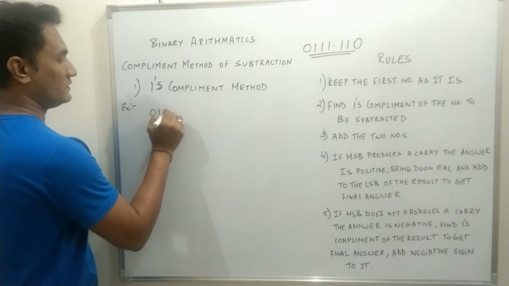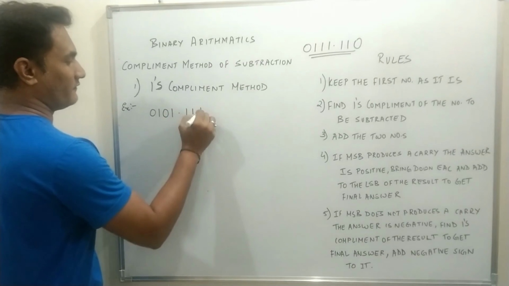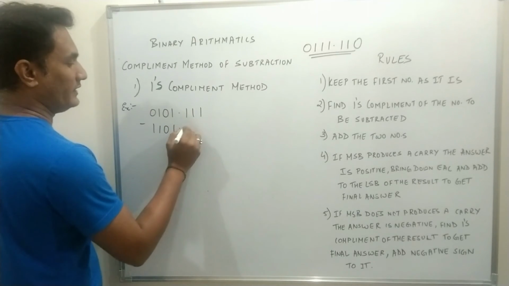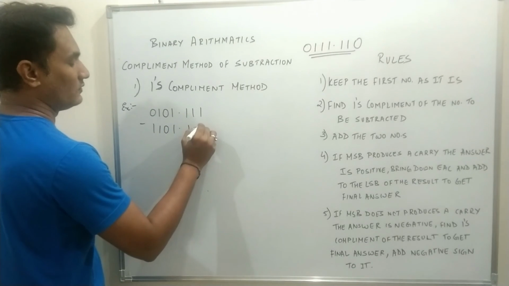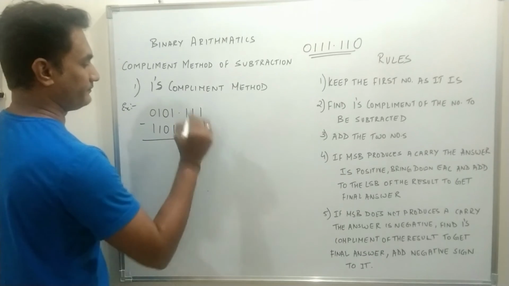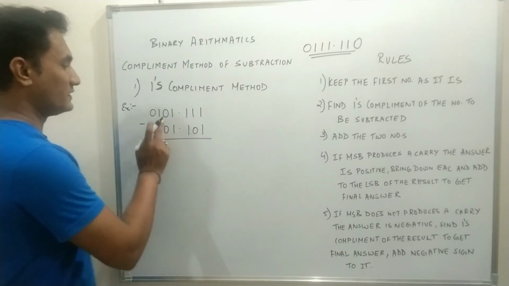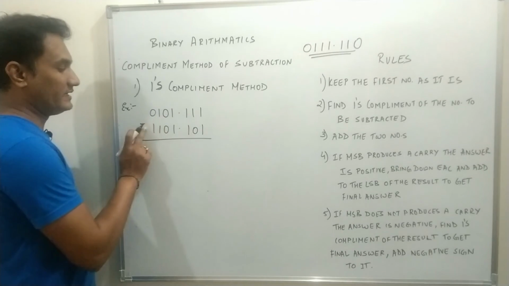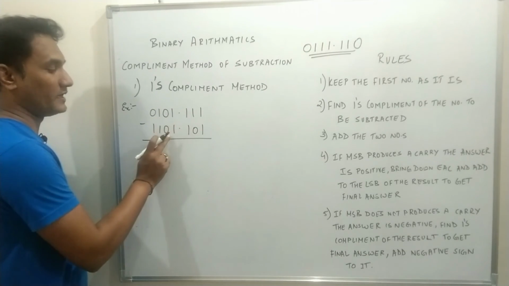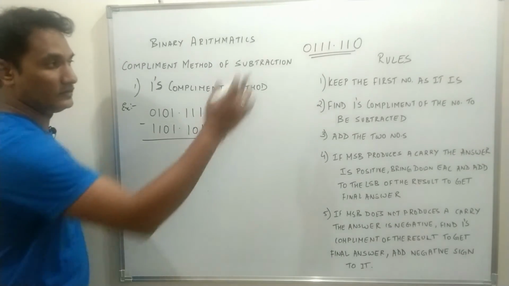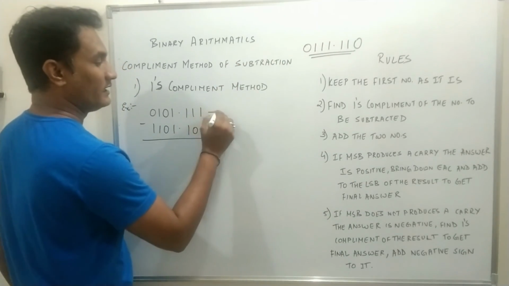0101.111 minus 1101.101. Let us check. This is now the lower number minus the higher number. Of course, the answer will be negative. Again, we have to follow the same rules to get the answer.